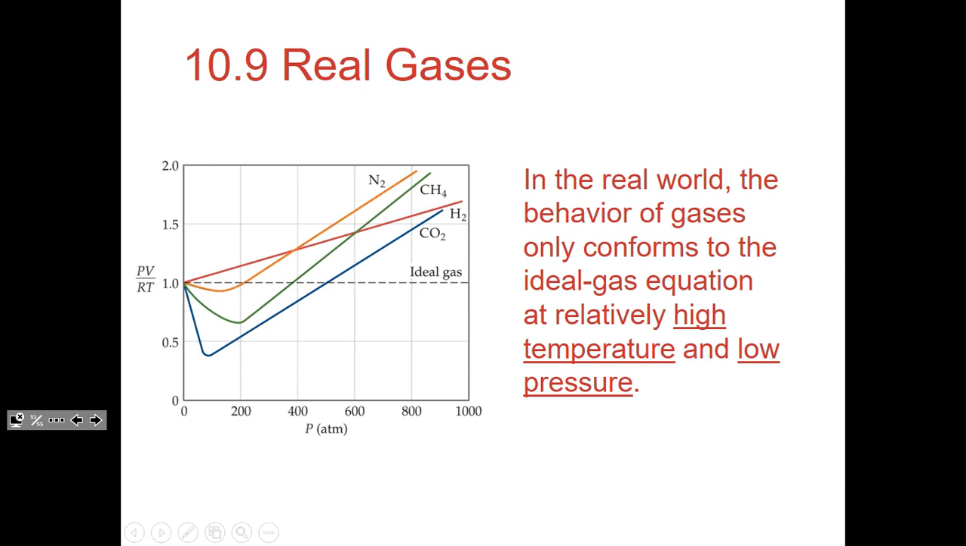Now, the last section in this chapter gets into real versus ideal gases. And in the real world, the behavior of gases only conforms to the ideal gas law equation at relatively high temperatures and low pressures. So gases become more ideal, and therefore the mathematical predictions of the ideal gas law and the other gas laws become more valid the higher the temperature and the lower the pressure is. So why is it that high temperature and low pressure lead to more ideal behavior of gases, and therefore the opposite? Why is it that lower temperatures and higher pressures lead to gases behaving less ideally and more really?